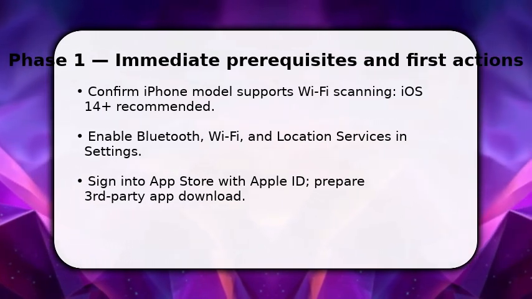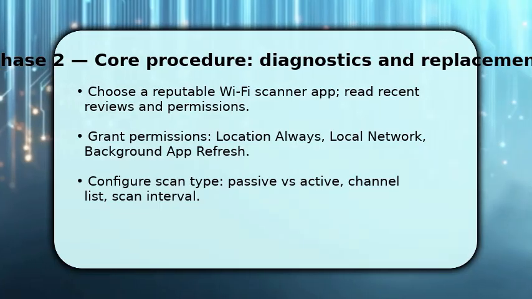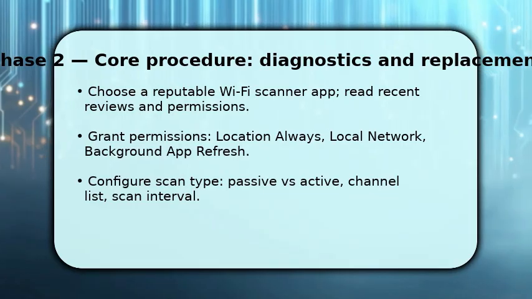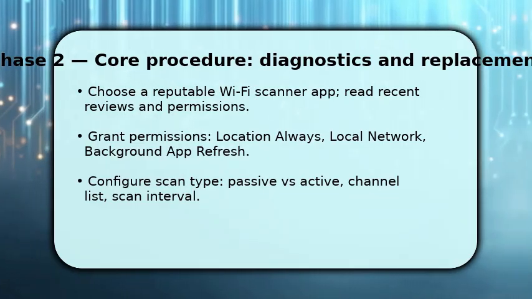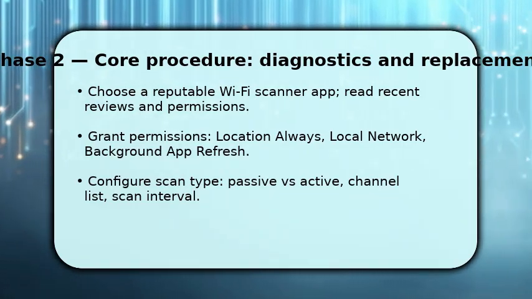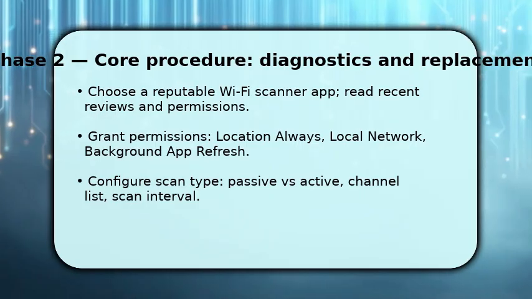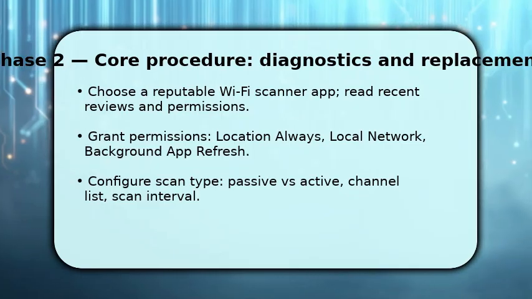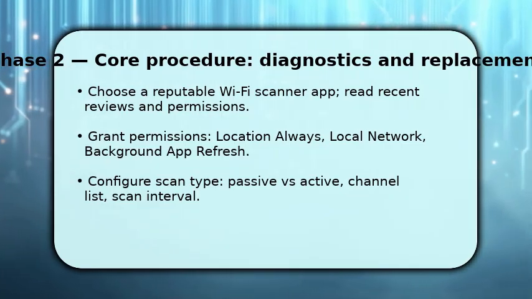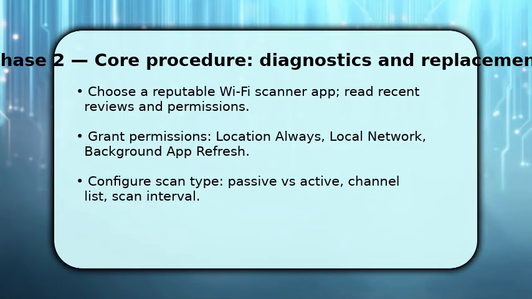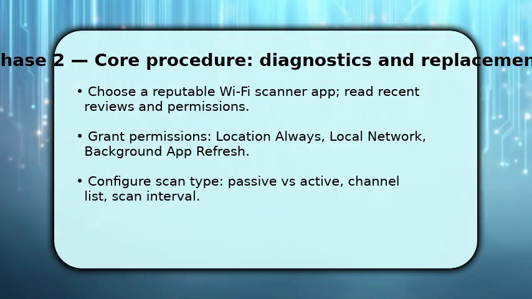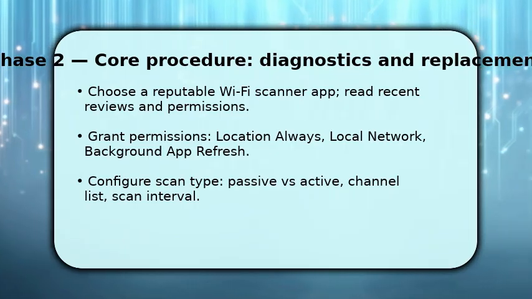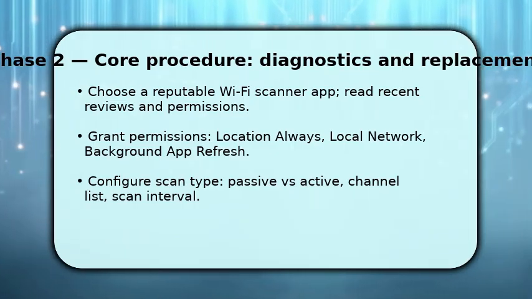You now install and configure the scanner app. Pick one with strong ratings and reasonable privacy settings, because it will request location and local network access. After installation, grant location set to always when prompted, allow local network access, and enable background app refresh to let scans run while you move. Then open the app and choose scan parameters: passive for minimal disruption, active for deeper info, set channel lists, and a scan interval. These choices determine data quality and battery impact.